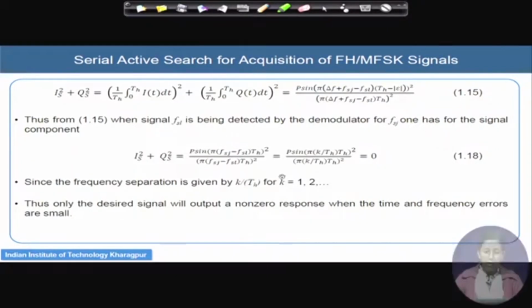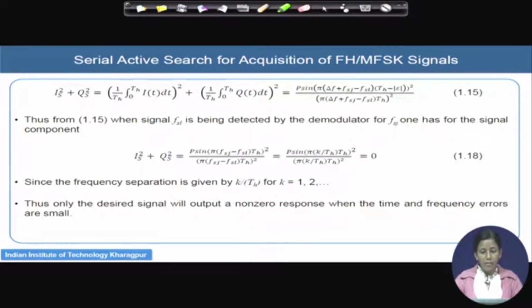And it can be easily understood that when f_sj is transmitted but f_sl is detected by the demodulator, we will have almost no component at the output of the detector, because this difference will be almost 0, and then you will end up with a perfect 0 because sin(n pi) is equal to 0.